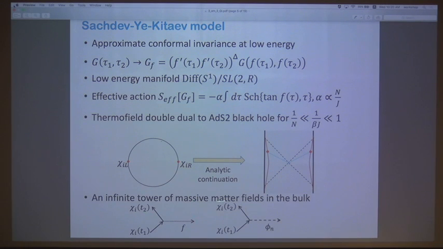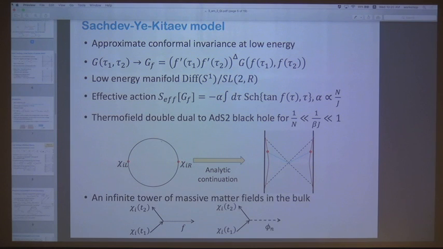Although there is a difference that in this model, if you analyze the excitation spectrum carefully, you find there is also an infinite tower of massive matter fields in the bulk. So a more precise statement is that the model looks like a dual of a gravity theory coupled to many matter fields. But this coupling is weak, and these matter fields do not have a big effect on the gravitational sector.